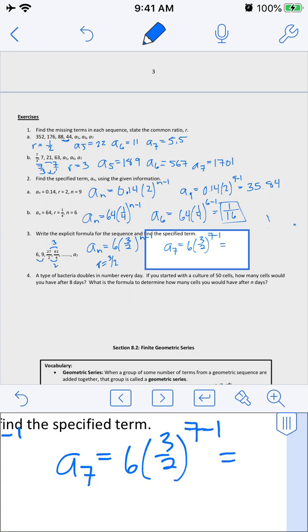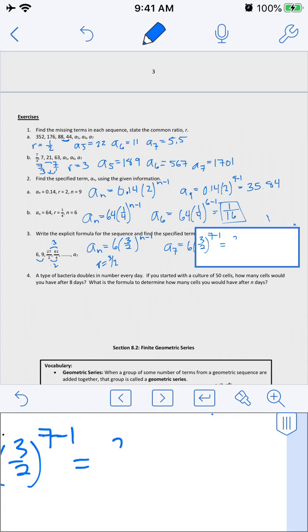Okay, once again, we're going to do our exponents first. So 6 times 3 over 2 to the 6th. We get something that's not a fraction. So then we change it to a fraction, 2187 over 32.